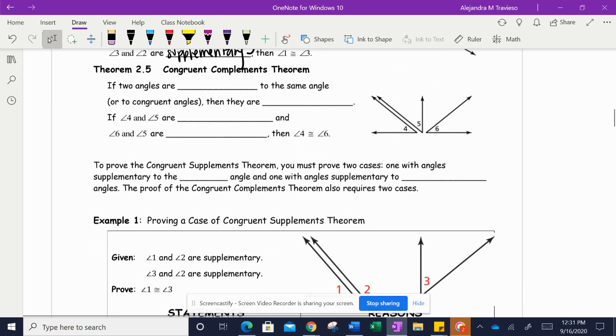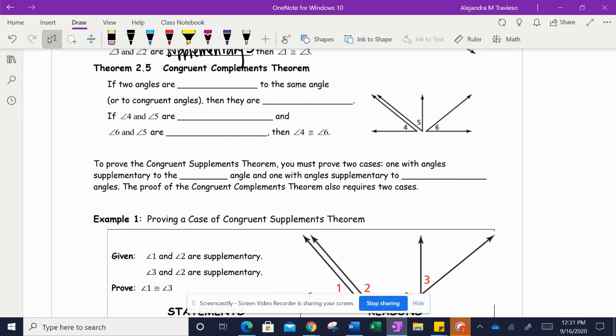Theorem 2.5, congruent complements theorem. If two angles are complementary to the same angle or to congruent angles, then they are congruent. If angle 4 and angle 5 are complementary, and angle 6 and angle 5 are complementary, then angle 4 is congruent to angle 6.